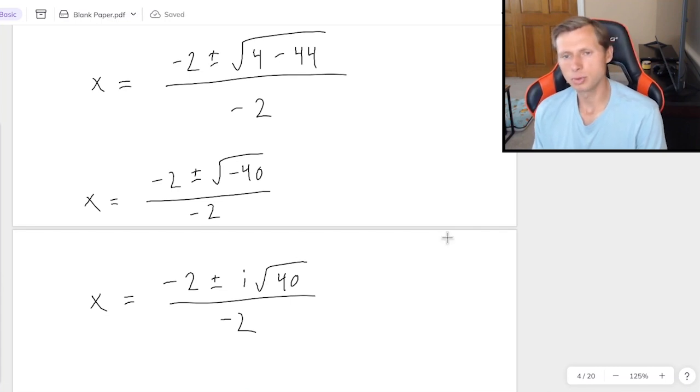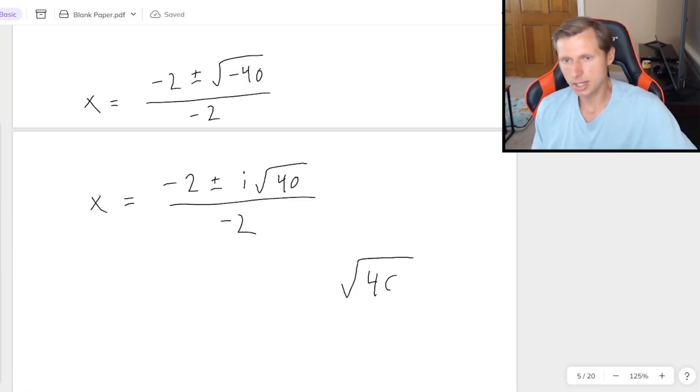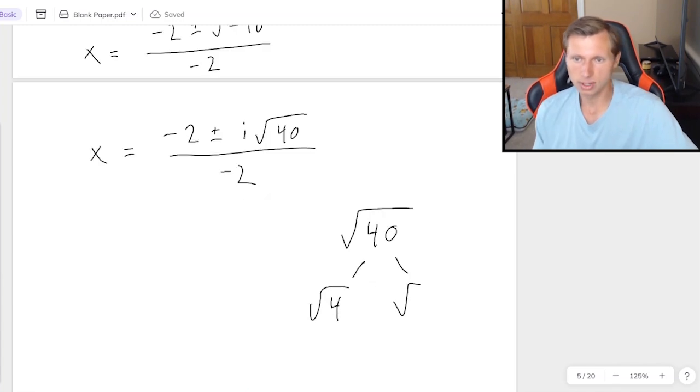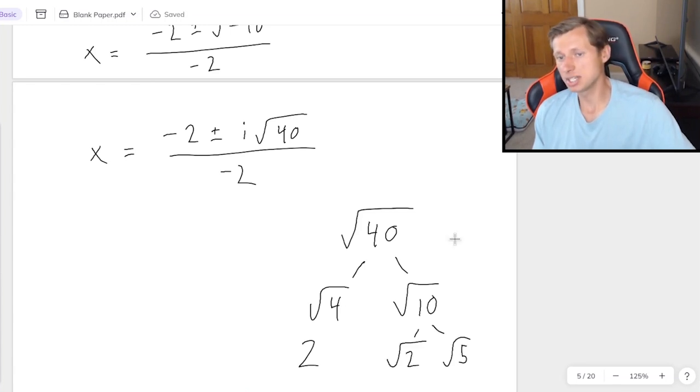I want to split up root 40 as much as I can by thinking to myself, what are the factors of 40? We have root 4 and root 10. Root 4 is just going to be 2. And root 10 can simplify to root 2 and root 5. But since that doesn't simplify any further, we just want to leave it as root 10. Or more specifically, 2 root 10.